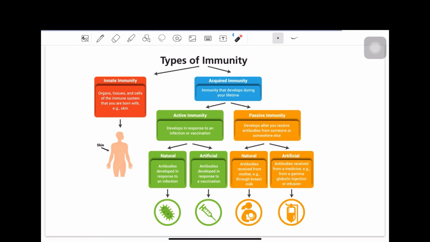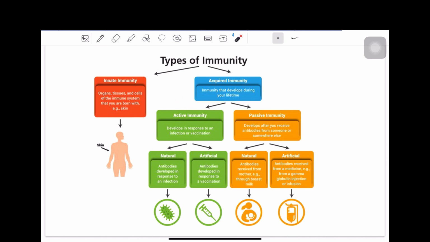Whereas acquired immunity is the immunity that develops during our lifetime. Acquired immunity is of two types, active immunity and passive immunity. Active immunity is the type of immunity which develops in response to an infection or a vaccination. Whereas passive immunity is something which develops after we receive antibodies from a person or from somewhere else. So we will discuss more about active and passive immunity. Active immunity can again be natural or artificial.